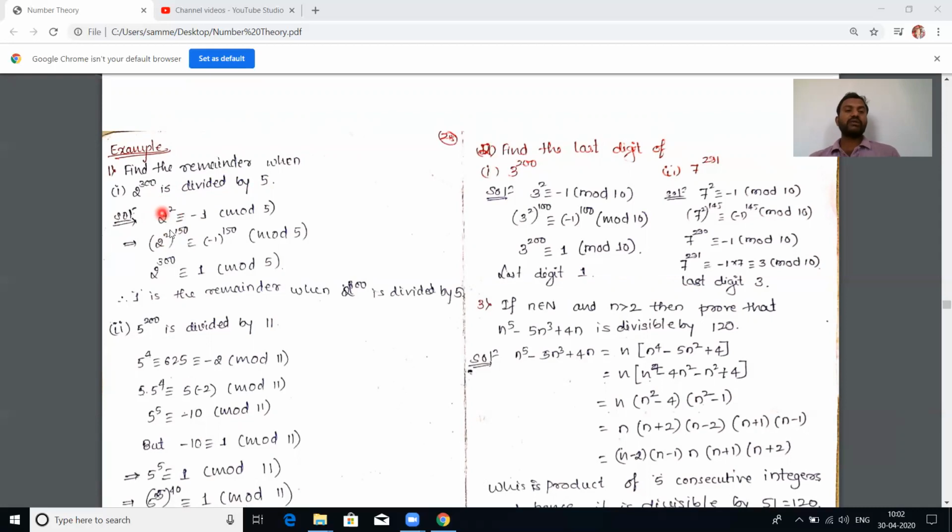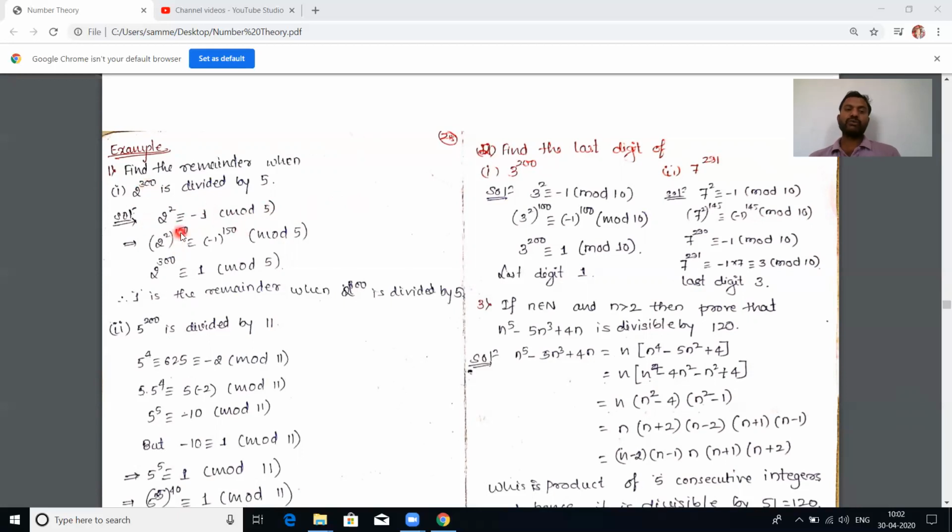But instead of that, we'll use congruence here. First of all, we take 2 square, which is 4. 4 is congruent to minus 1 mod 5, because 4 minus of minus 1 is 4 plus 1, which is 5, and 5 is divisible by 5. So 4 is congruent to minus 1 mod 5. Now on the left side we have 2 square, and we need 2 raised to 300.